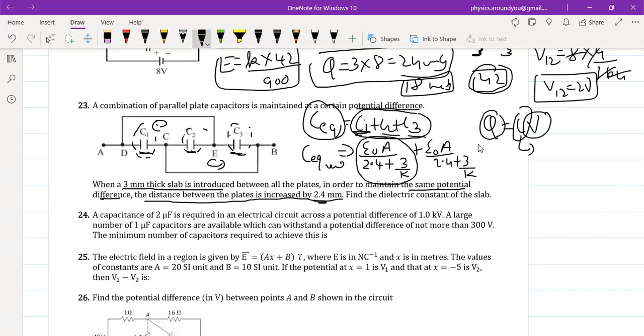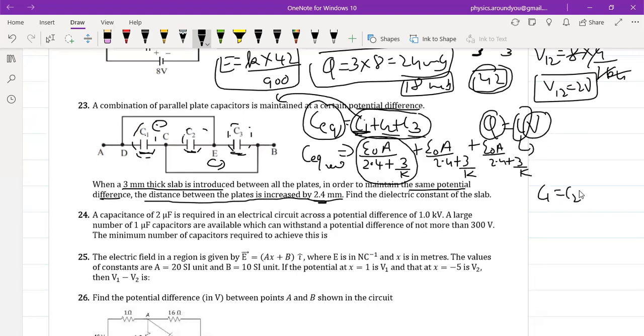Okay. And what about C3? C3 also same. It is epsilon naught A by 2.4 plus 3 by K. So this is how we can simplify. Now I can say, and what about C1? Because all these are in terms of epsilon naught A's and C1 isn't. Well, we can do that also.